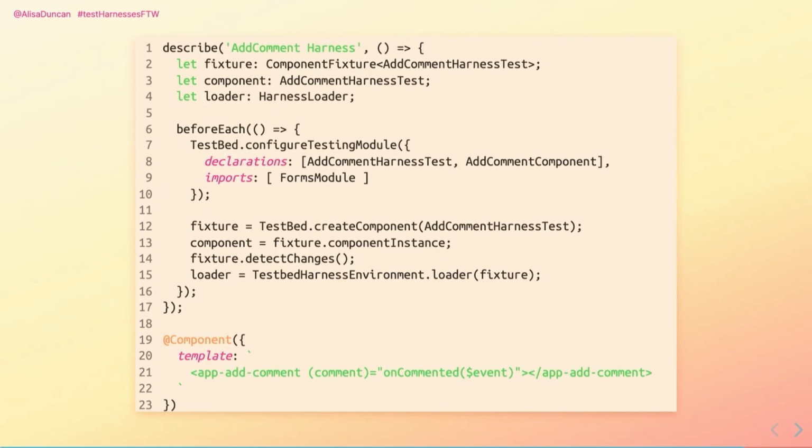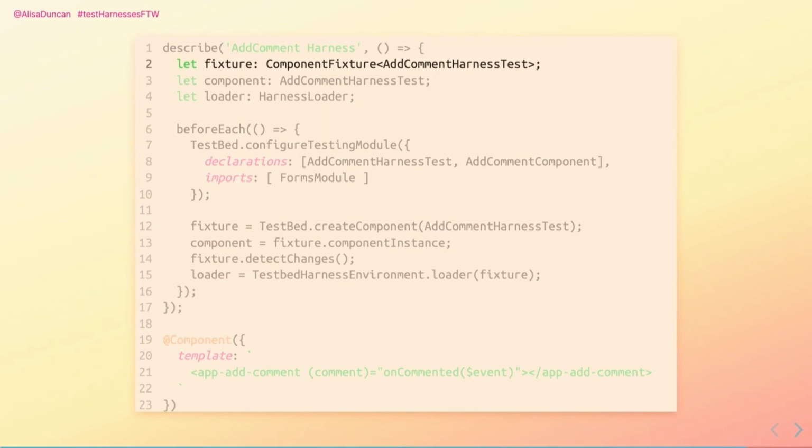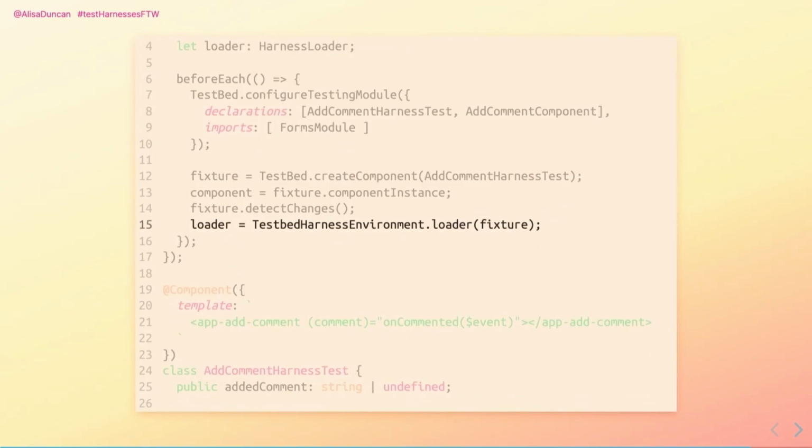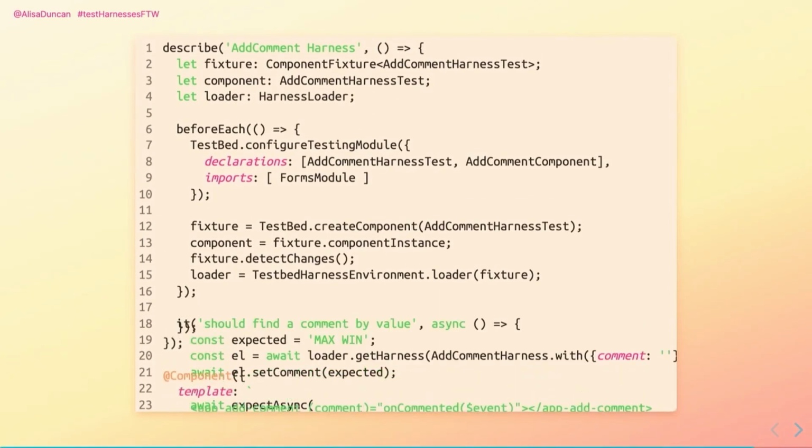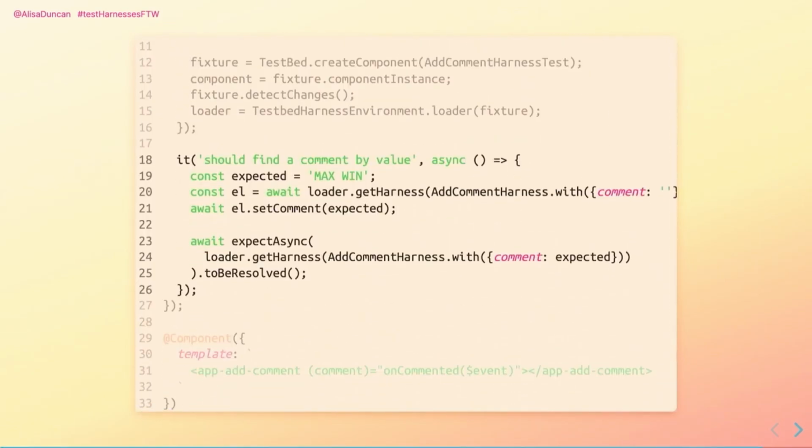So after we create the testbed setup, notice that we are going to create the component fixture for that test component. And then we're going to declare both that test component as well as that original add comment component. And then we'll create the harness loader. And then this is what we'll be using to write the individual test, using the test harness that we created to test it. So this is how we'll test that test harness that we created. A little bit of indirection, but this works.